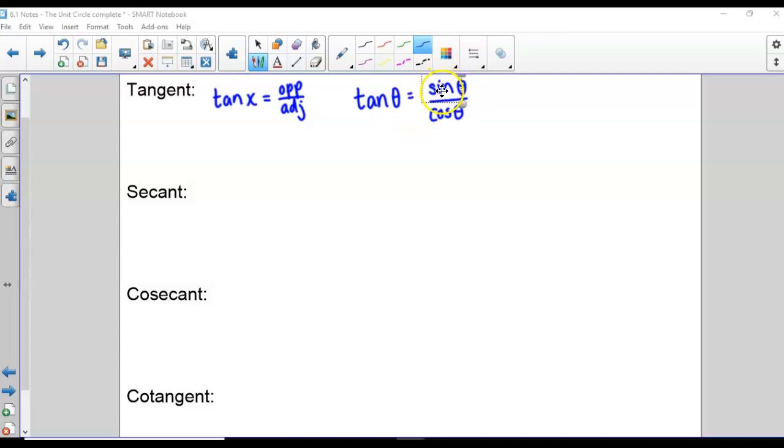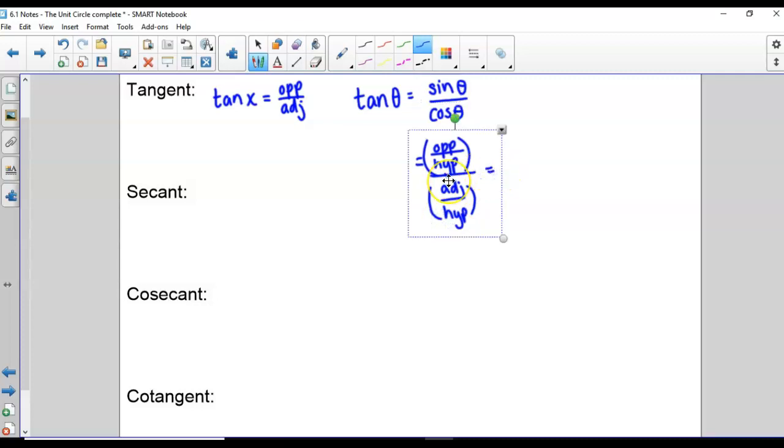Just for this one, I'm going to show you why that's the case. For the other ones, I'm just going to have you take my word for it. So, if we think of sine, sine is opposite over hypotenuse. Right? Cosine is adjacent over hypotenuse.